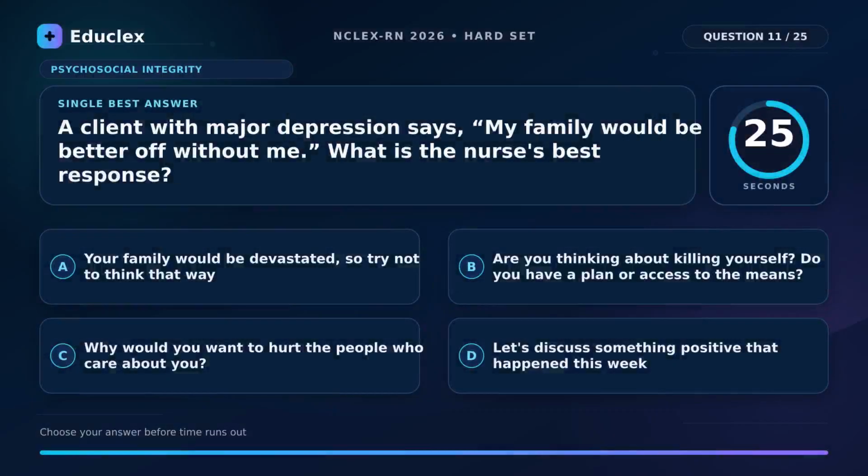Question 11. A client with major depression says, "My family would be better off without me." What is the nurse's best response? Here are the options. Option A. Your family would be devastated, so try not to think that way. Option B. Are you thinking about killing yourself? Do you have a plan or access to the means?